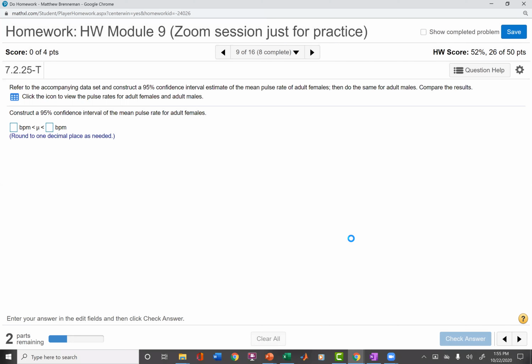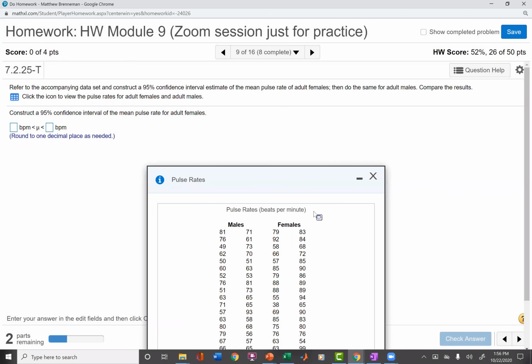This problem I wanted to do because I wanted to show you how to do confidence intervals from a data set. Okay, so here it says refer to the accompanying data set and construct a 95% confidence interval estimate for the mean pulse rates of adult females. Then do the same for males and compare the results. So we have a quantitative variable, the mean, right? Mean pulse of what? Mean pulse of either females or males. So let's open this up in StatCrunch so we can save ourselves some work.